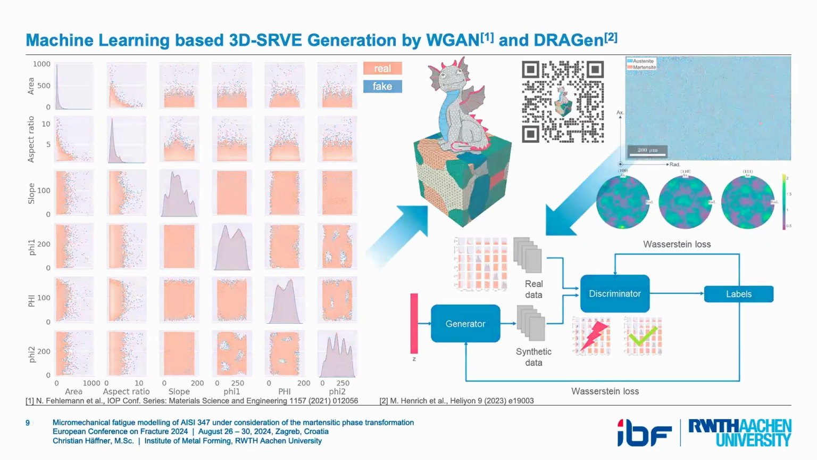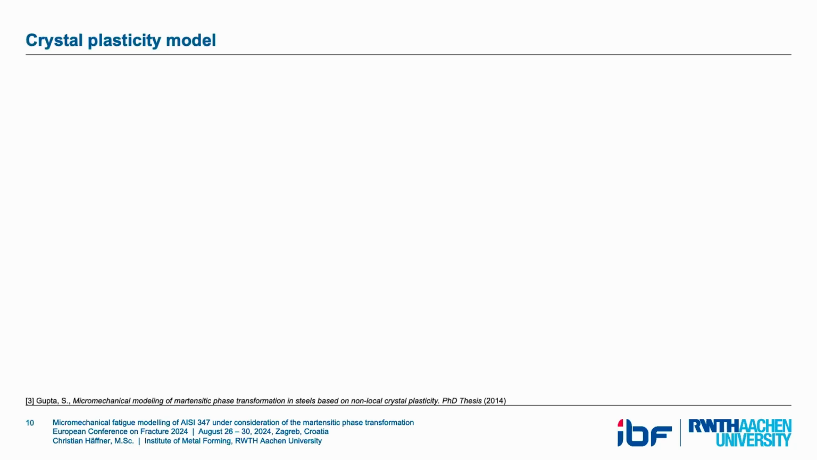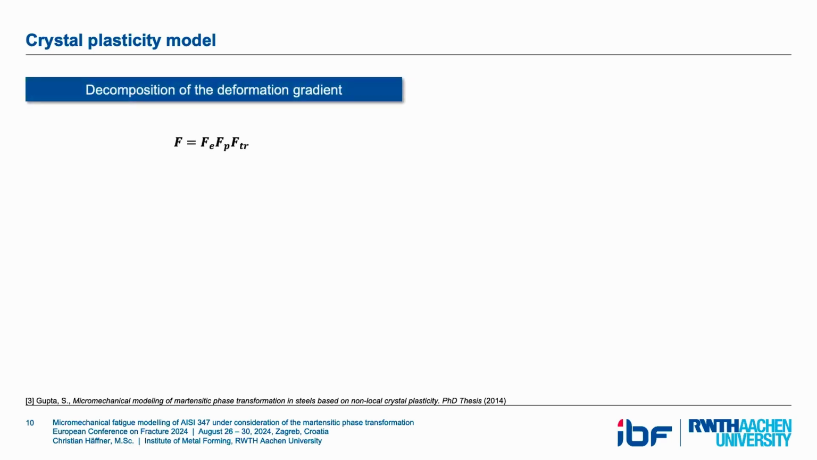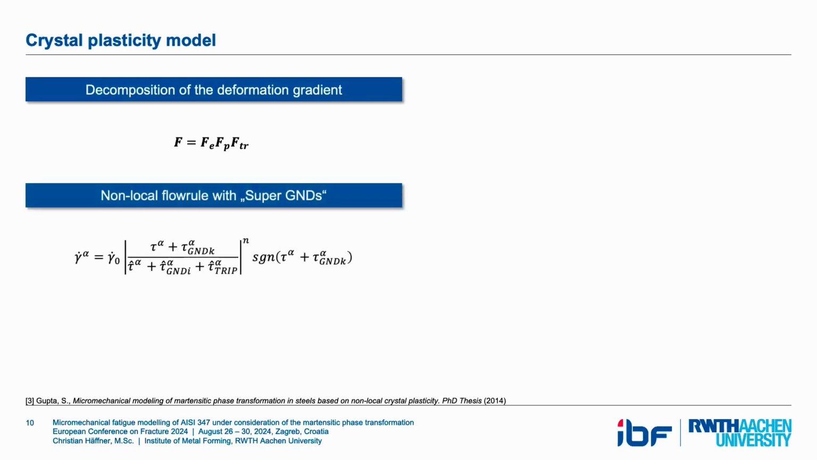Okay, so now we have our microstructure model, but we also need a micromechanical FEM model, a crystal plasticity model. Here, to get briefly into some theory, as usually, the deformation gradient is separated into some parts, usually elastic and plastic. But if, as here, the phase transformation is very important, we also need some transformation part. We have a phenomenological flow rule, so it's not dislocation based, but just phenomenological. However, it's gradient enhanced, so a non-local model with this super GND concept. I don't want to go into detail here.